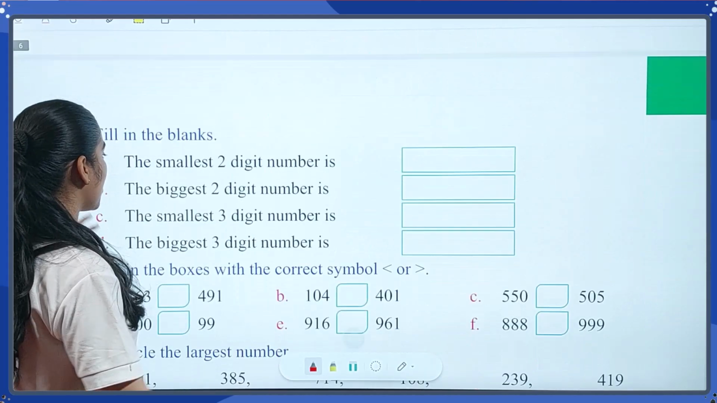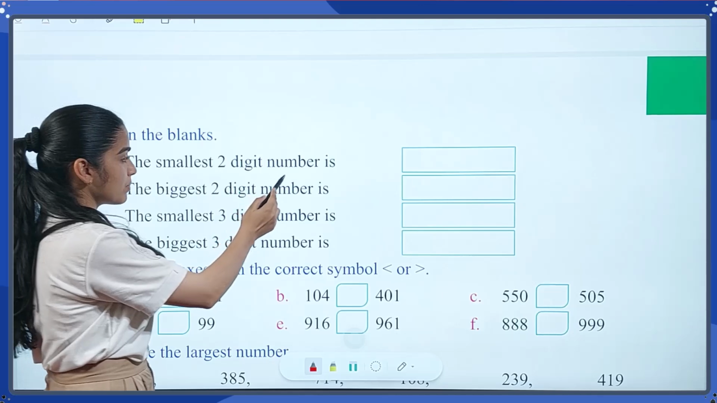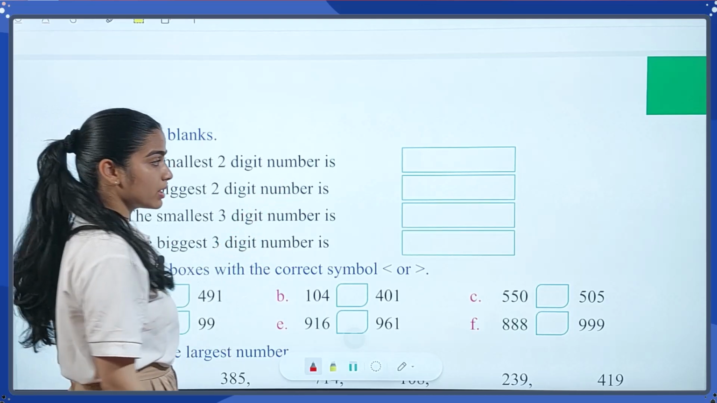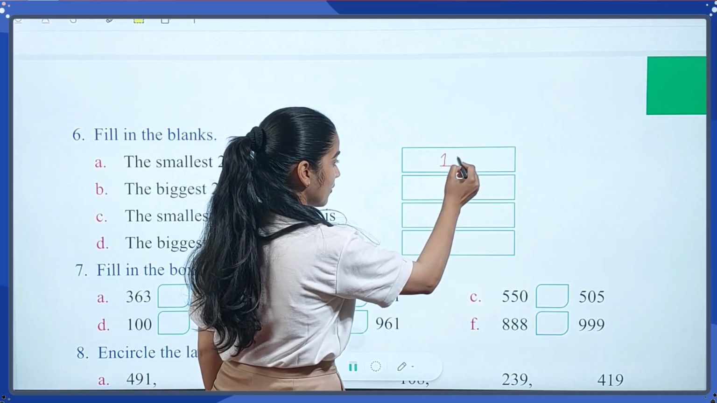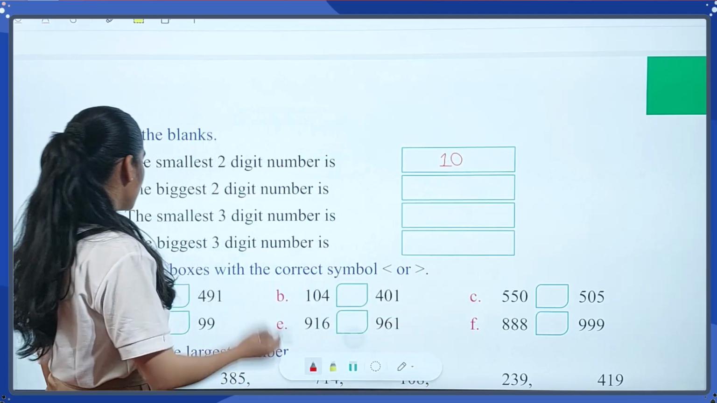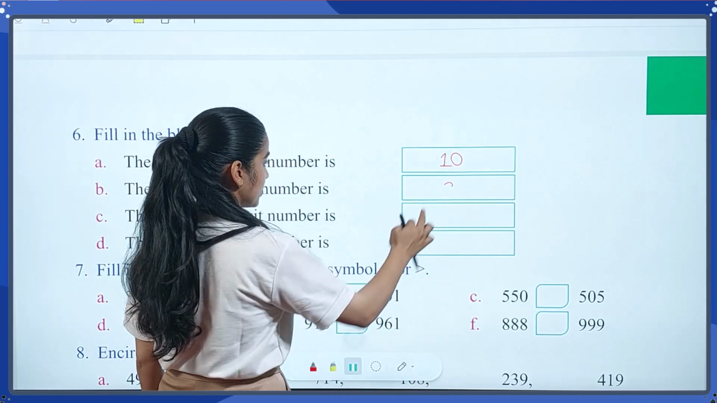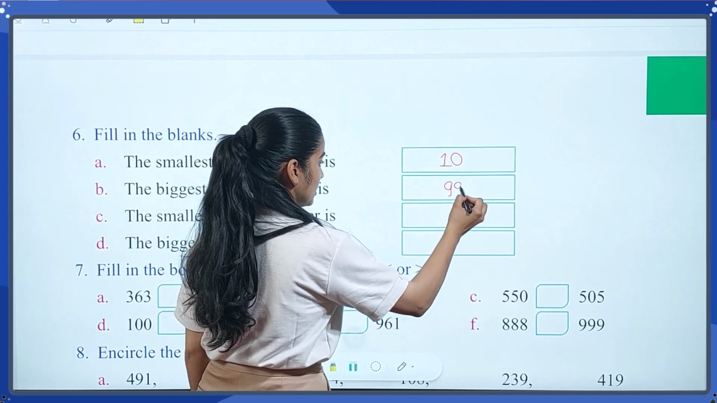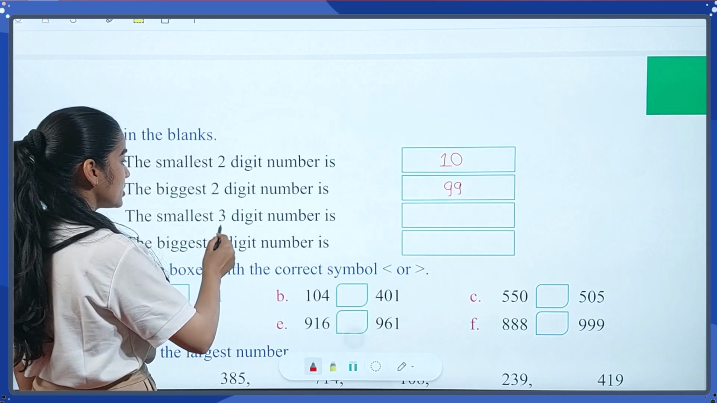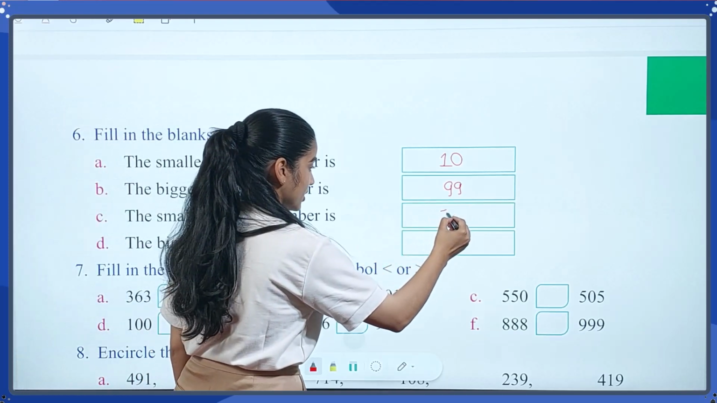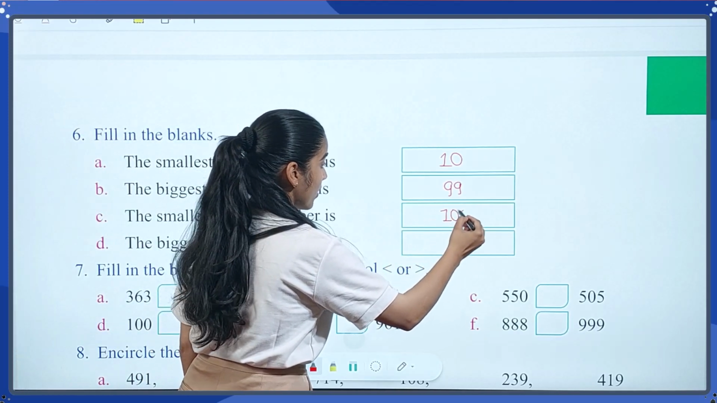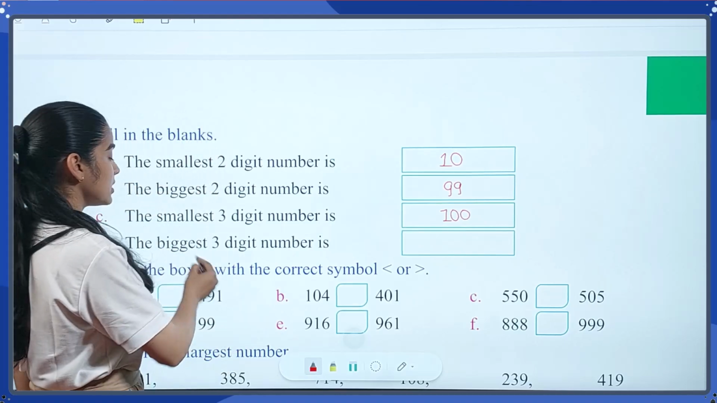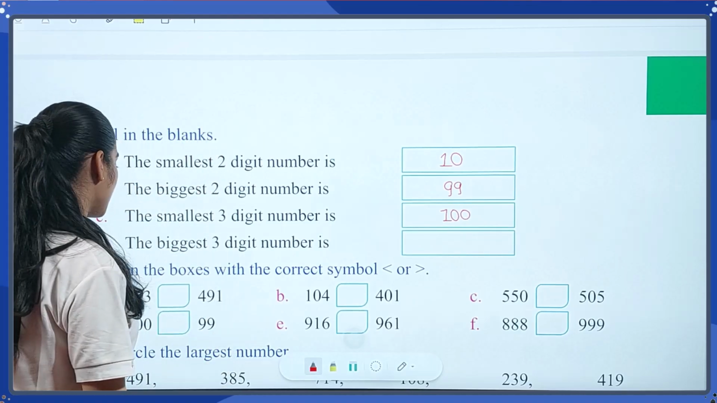Now filling the blanks. The smallest two-digit number is 10, right? Next, the biggest two-digit number is 99. Next, the smallest three-digit number is 100. And now you have to tell me what is the biggest three-digit number we have.